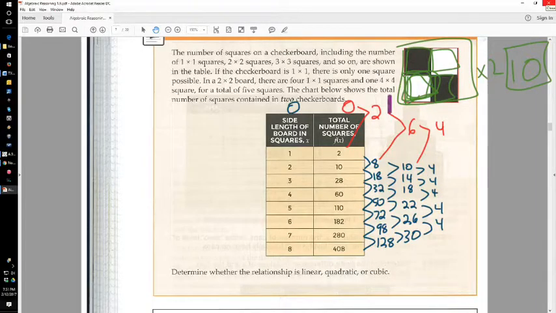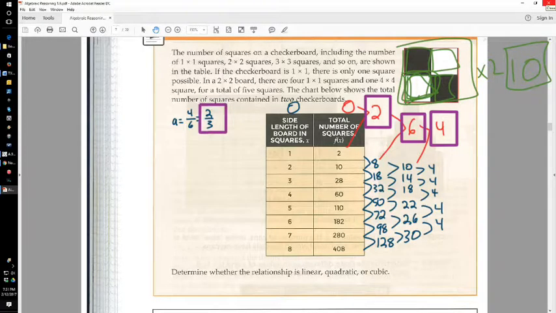So they gave us the first difference, the second difference, and the third difference. Those are the pieces of information we need. So here we go. A equals the third difference divided by 6, so that's 2/3. B equals the second difference, which is 6, minus the third difference divided by 2. 6 minus 4 is 2, divided by 2 is 1.